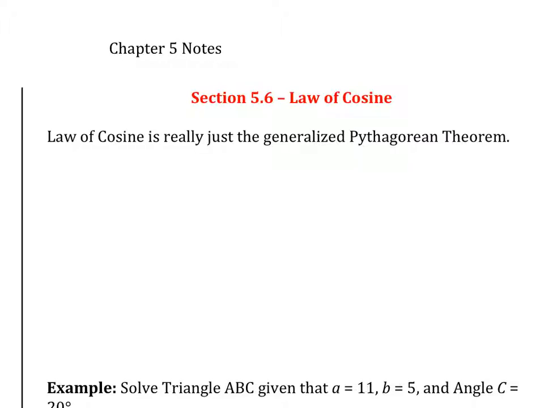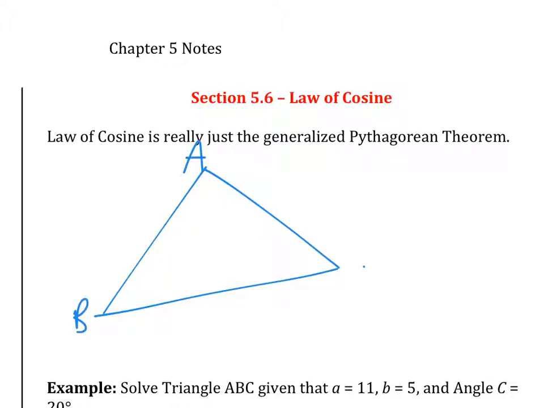Okay. Law of cosine, last one. Very easy. The reason that it's very easy is you learned it last year, and also, it is just Pythagorean theorem. So let's look at another triangle. A, B, C. And we have three sides, A, B, C.